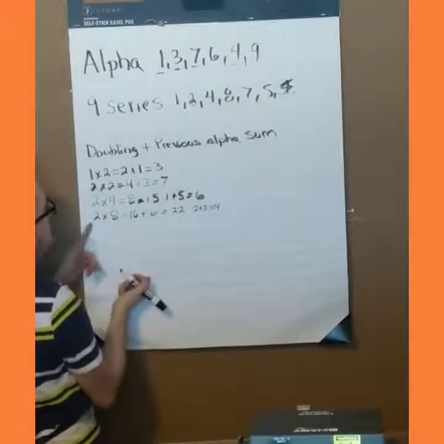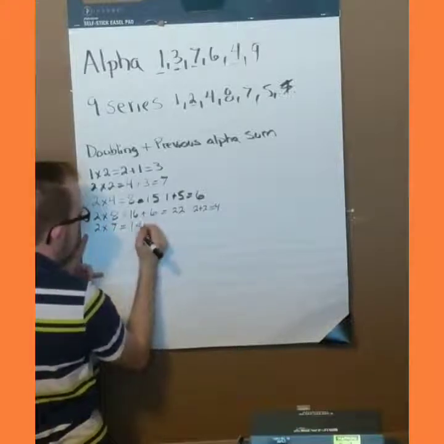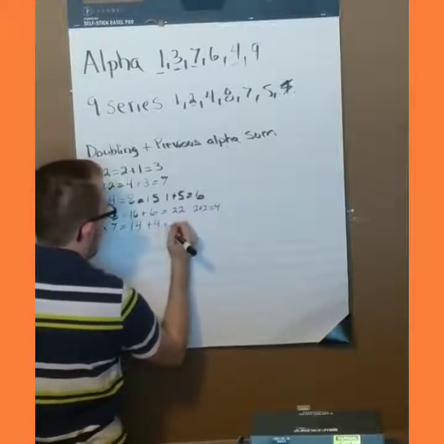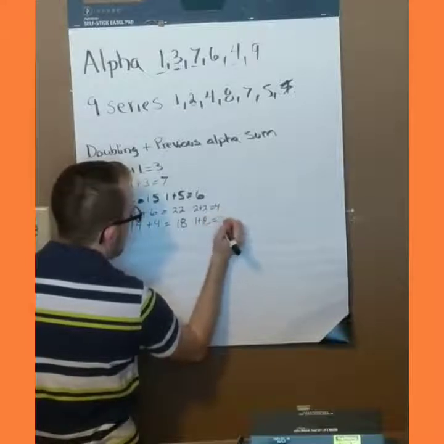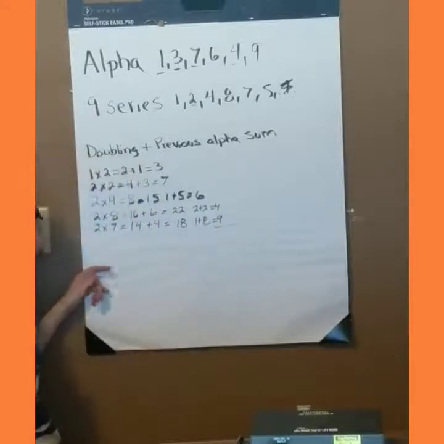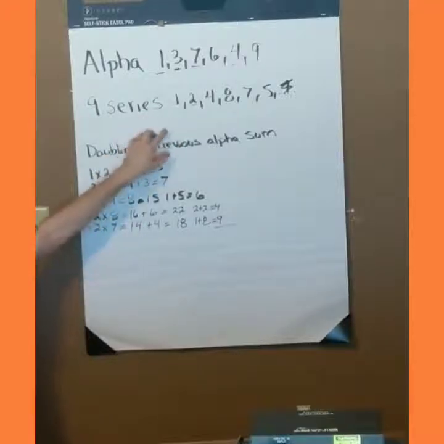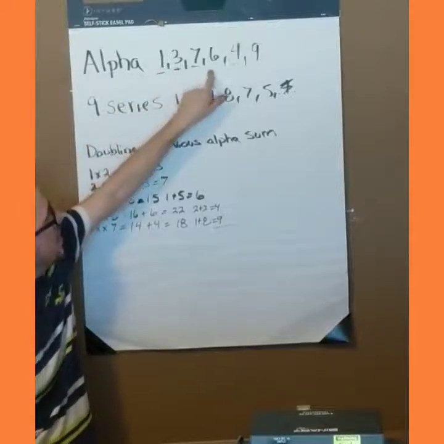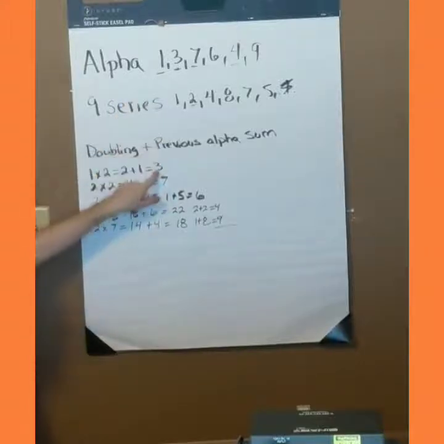We're going to do 2 times 7 equals 14 plus 4 equals 18. 1 plus 8 equals 9. So as you can see, this is why the 9 series plays a role. By doubling your 9 series and then adding the previous one, you will get the next number in the alpha series. 1 times 2 equals 2, plus 1, because you start with 1, equals 3.